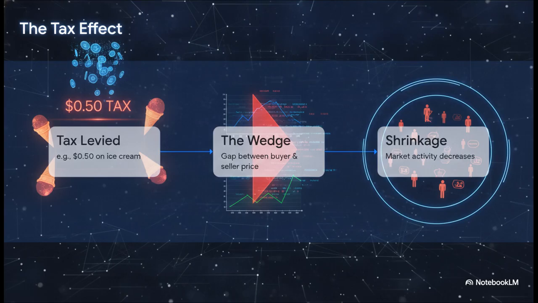Step 2. This policy literally drives a wedge between the price the buyer pays and the money the seller actually gets to keep. Step 3. Because buyers are paying more and sellers are receiving less, the overall incentive to do business drops. The physical size of the market actually shrinks as the optimal transaction volume collapses inward.